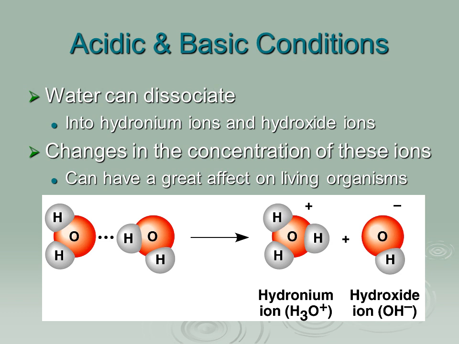Basically, water can dissociate into two different types of ions. Water can break apart into what they call hydronium or hydroxide ions. And changes in the concentration of these two different types of ions can have a great impact on living organisms because they can affect how acidic or how basic water can become.